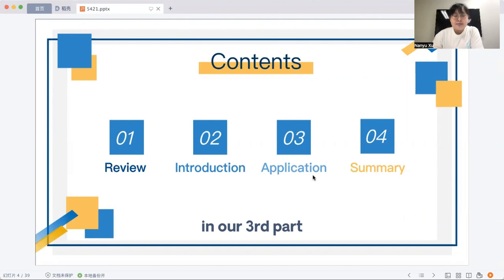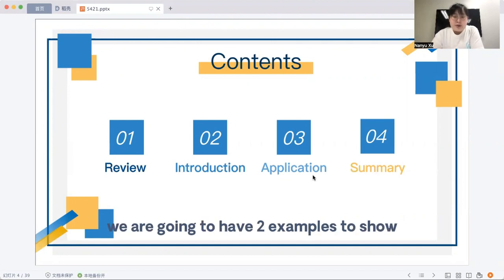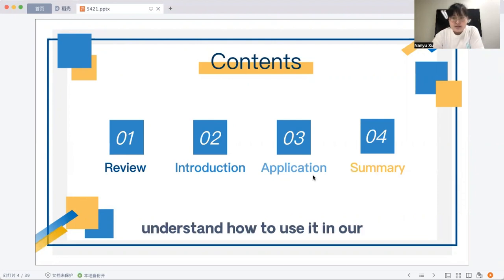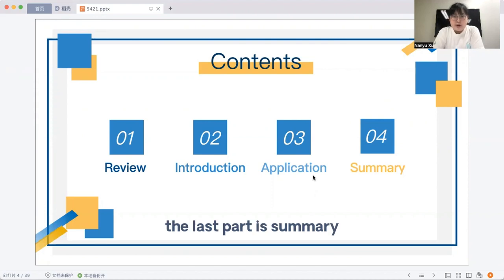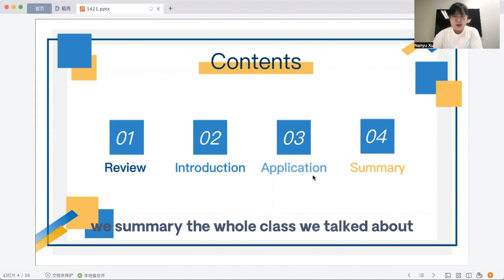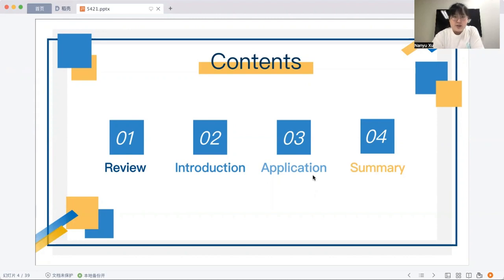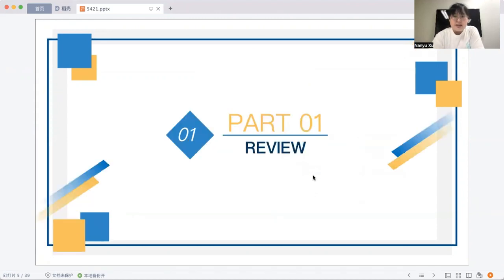And we go to the application part, which is our third part. In it, we are going to have 2 examples to show in this class with some sub-questions for students to understand how to use it in our exams and in real life. The last part is summary. We summarize the whole class. Okay, so let's go to my first part, review.